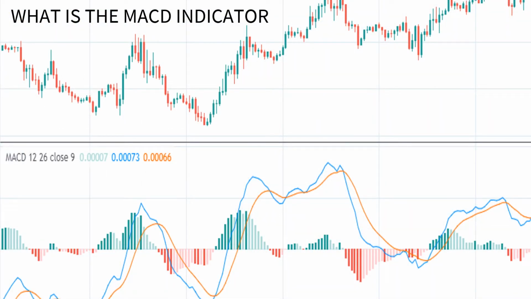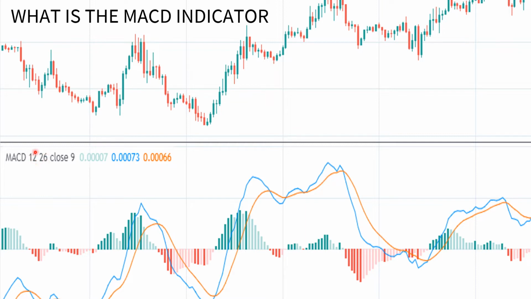What is the MACD indicator? This is what it looks like. You have the chart for the price action on top, and then you have the MACD indicator at the bottom. As you can see, you would have these three numbers with the MACD indicator. These first two numbers represent the moving averages. The 12 represents the 12 period moving average, which is the faster moving average, and the 26 represents the slower moving average.